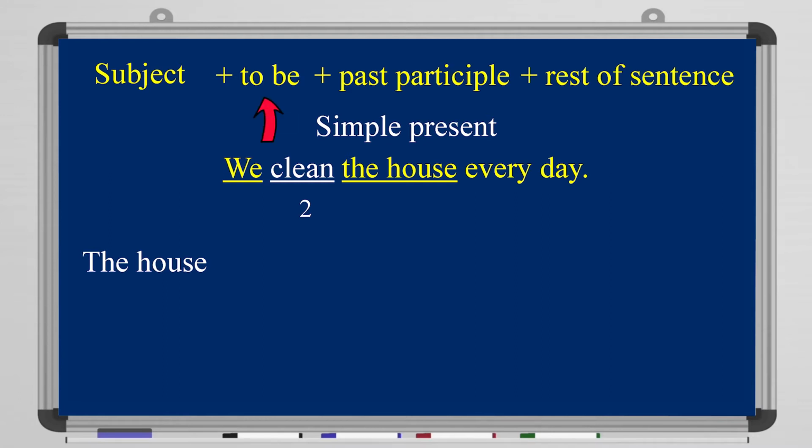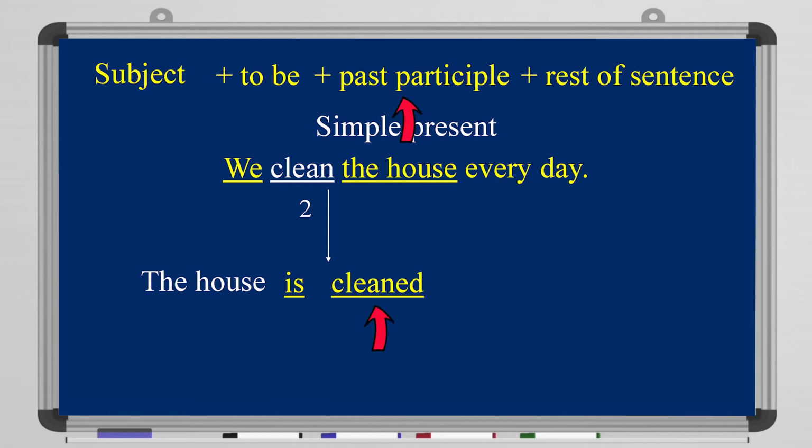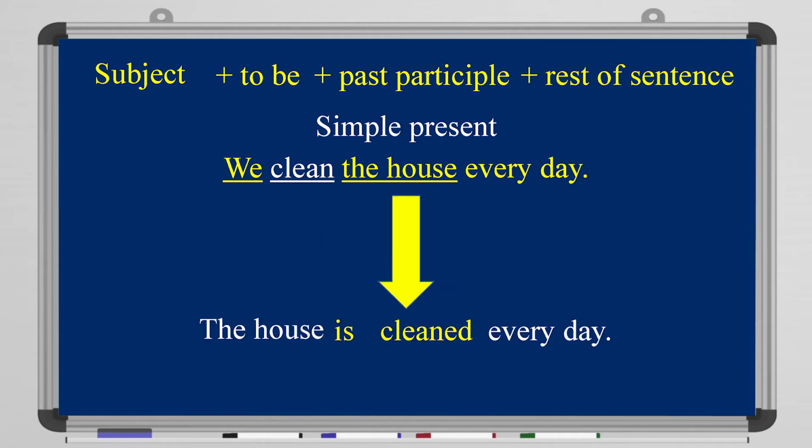Very good. I need to add is or are because it is a present simple sentence. So what do I add? Is or are? Very good. I add is. Why do I add is? Because the house is singular. Very good. And then what do I add? I add the verb in the past participle. So clean becomes cleaned. And then I add the rest of the sentence, every day. So the sentence becomes: the house is cleaned every day.